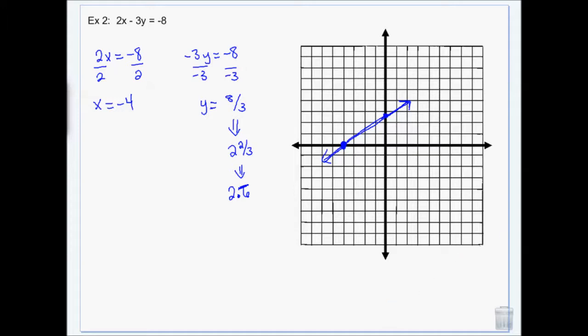Once we get into other forms of graphing, when we're using y-intercepts and things like that, well, in this case, the y-intercept is not great either, but when we get into other forms of graphing, there are other methods that will be nicer because you'll get nice whole numbers to graph.